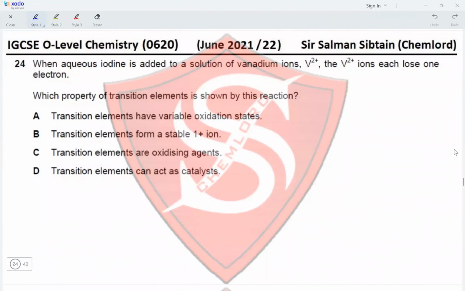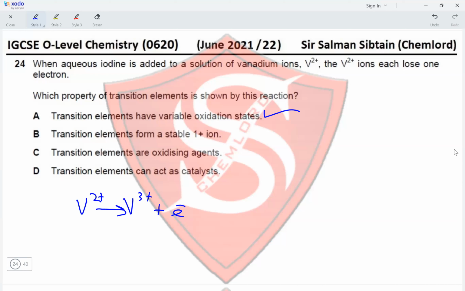Question 24. When aqueous iodine is added to a solution of vanadium ions, V2 positive, the V2 positive ions each lose one electron. Which property of transition elements is shown by this reaction? So transition elements have variable oxidation states. Yes, because if V2 positive is losing an electron, it is converting into V3 positive. So V2 positive going to V3 positive is a change of oxidation state. Therefore, transition elements have variable oxidation states.